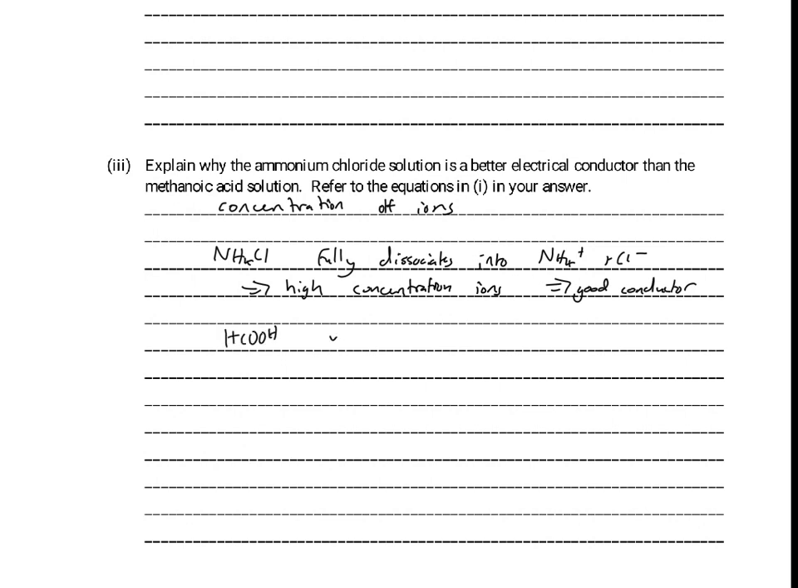Methanoic acid, on the other hand, is a weak acid, so it only partially dissociates. Therefore, there's a low concentration of ions. Because there's a low concentration of ions, it is going to be a poor conductor.